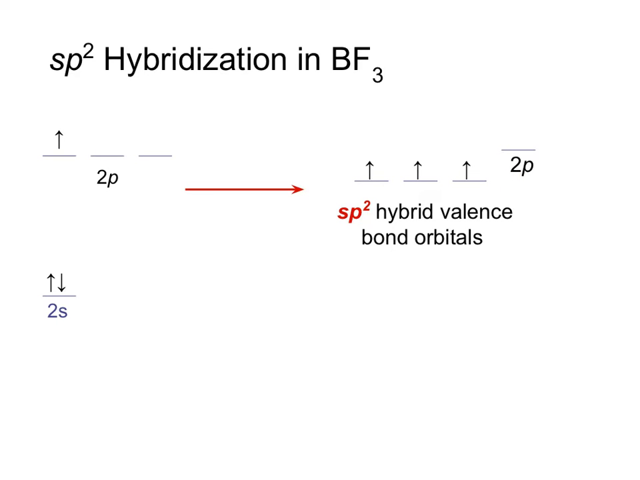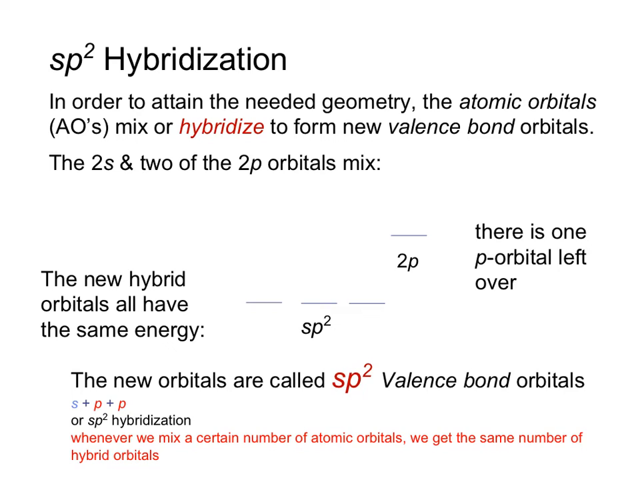Again, we've instead formed 3 sp2 hybrid orbitals. So we have 1 p orbital left over. When we form 3 sp2 hybrid orbitals, we will always form sp2 orbitals whenever we need a combination of 3 sigma bonds and or lone pairs.